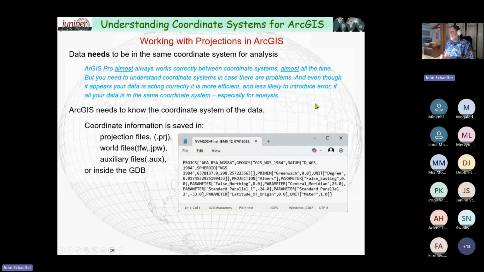So if you got a couple background layers, you're not worried about them, they just need some background, okay. But anything you're doing with analysis, please get them all in the same coordinate system.